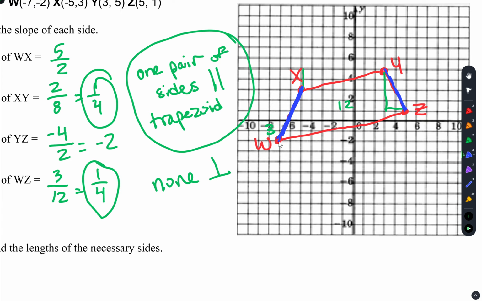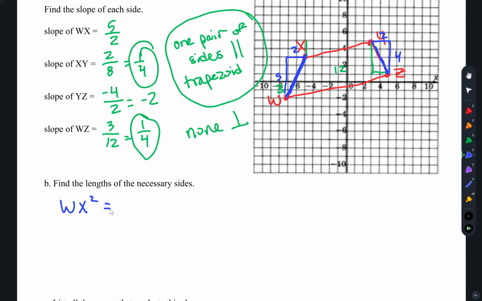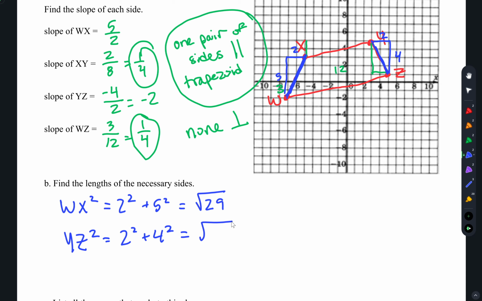Those are the 2 legs. I'm testing if they're the same length using the Pythagorean theorem. So I count. This is a 2/5. This is a 2/4. So maybe you can already tell, but WX squared equals 2 squared plus 5 squared. That's the square root of 29. And YZ is 2 squared plus 4 squared, which is the square root of 20. So not congruent, which tells me this is not isosceles.